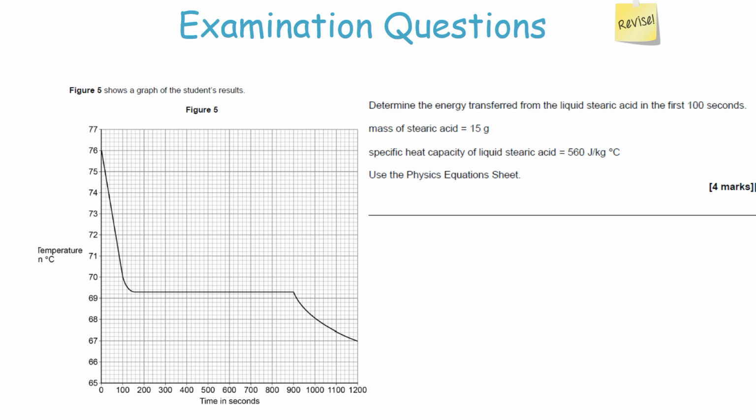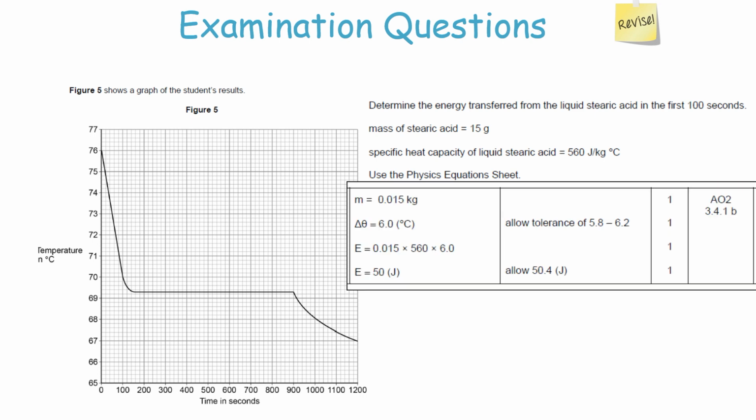We have got a mass, but we've got it in grams, not kilograms, so we've got to convert it into kilograms, and we've got a heat capacity given to us. So we'll then write out our equation, E equals m times c times ΔT, put the numbers together, and we get 50 joules.